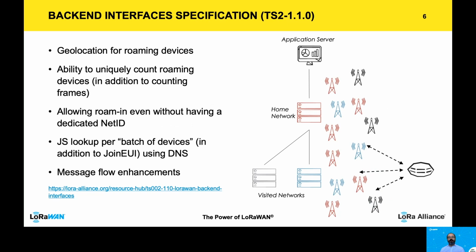On the backend interfaces side, we've been seeing increased adoption of activation and roaming, which started bringing us feedback from the market. And we've been reflecting that feedback onto the revised specifications we have. So now we can support geolocation even for roaming devices by pushing metadata across the roaming interface. And what we started as counting frames, now the market said they would like to count individual devices roaming into visited networks. And we have built the required hooks into our backend spec so that we can uniquely count devices.